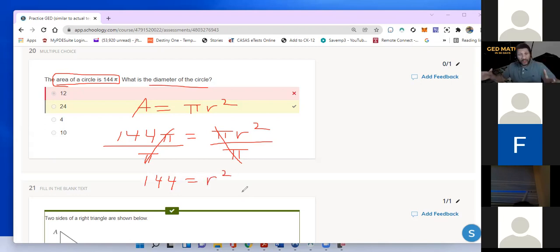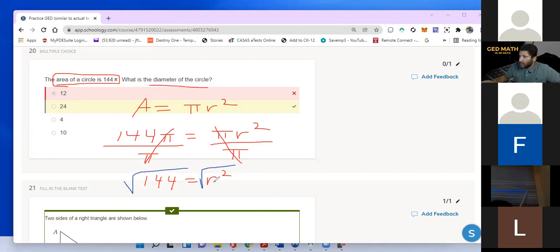Okay, r is still not by itself. When we have r squared, what is the inverse operation of squaring something? Square root. So we take the square root of both sides. The square root and the square cancel, so we get r equals... can anybody tell me the square root of 144? 12.